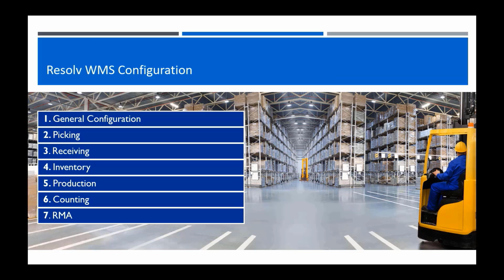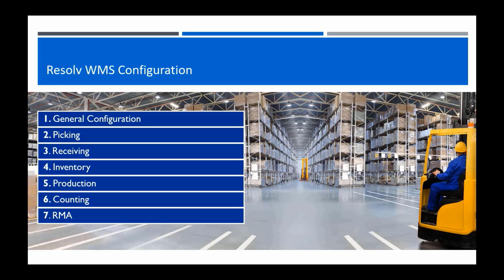Resolv Warehouse Management has several configurations that will allow you to customize your warehouse processes. Those include options for general configuration, picking, receiving, inventory transactions, production, counting transactions, and RMAs. The settings we will see in this video can be enabled or disabled to fit your company's specific warehouse needs.